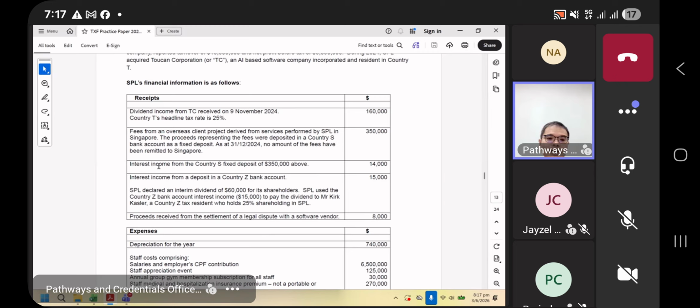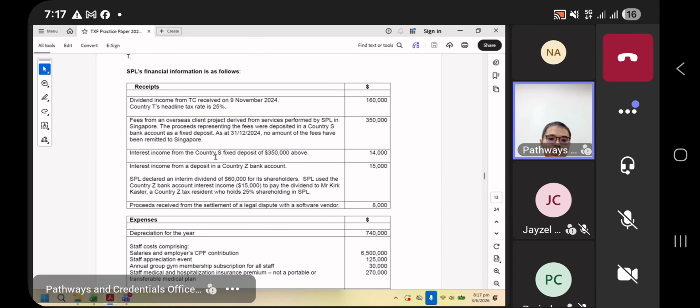Then the other part is interest income. Okay, also foreign interest income. Then another foreign interest income. And we know that with this foreign interest income, SPL declared an interim dividend of 60,000 for its shareholder. And then it used the country Z bank account interest income to pay the dividend to Mr. Kirk, a country Z tax resident who owns 25% shareholding in SPL.